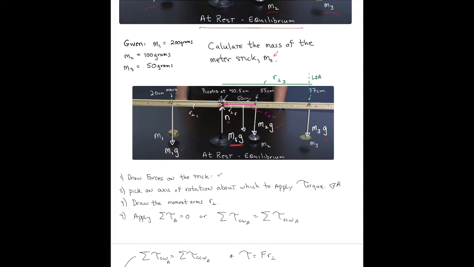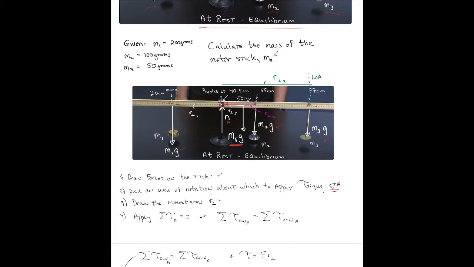I'm going to pick an axis of rotation about which to apply torque. The stick is not rotating, but it could rotate about the pivot point. So I'm choosing the pivot point as my axis of rotation. Okay, draw the moment arms.